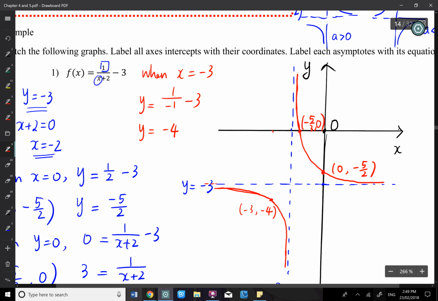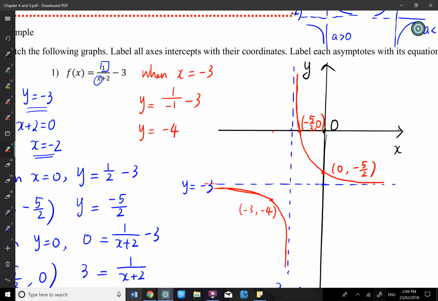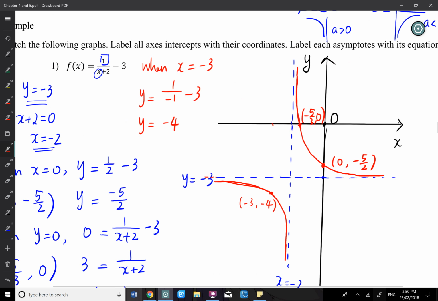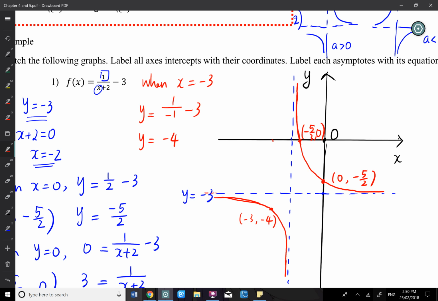You better label something. You can't just randomly sketch a graph. Yes? Why did you put x as -3? Is it just a random number? Just as I said, it can be any number. It's just easy to calculate. You can see -3 plus 2 becomes -1 for the denominator. Any number to the left-hand side of -2, because you want to select a point to the left-hand side.